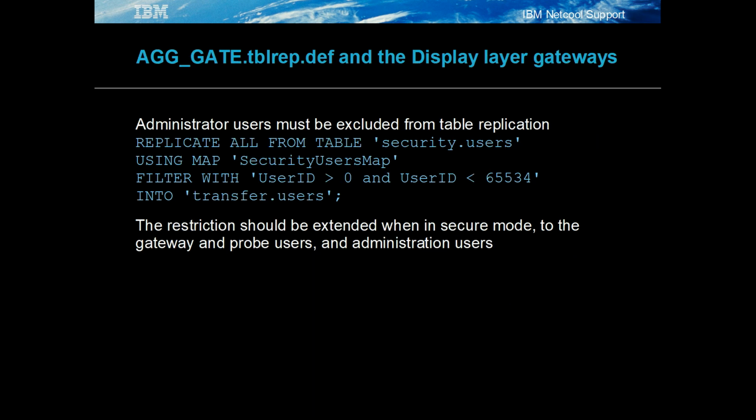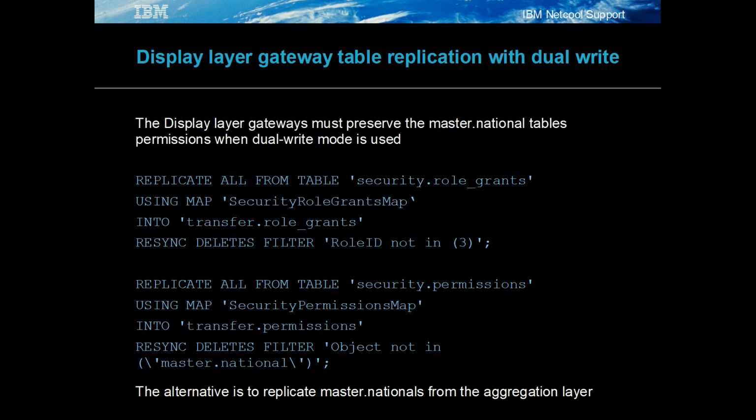The aggregation gateway will replicate all users between the two object servers by default. Limiting the replication of the system users prevents issues with user details being accidentally overwritten. By default, the root user is used as the gateway login user, so this user and nobody should be prevented from being replicated. The aggregation to display layer gateways should preserve the master.national tables permissions when dual write mode is used. This can be achieved using the resync deletes filter command. Alternatively, the master.national table can be excluded from table replication.